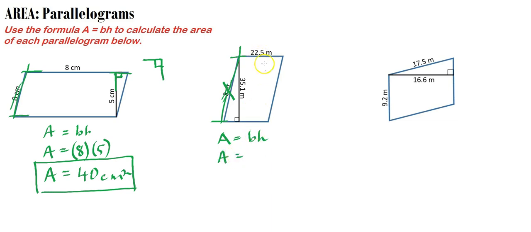So the base, we'll use this one here, so 22.5 multiplied by 35.1. And we can use our calculators for this, so make it a bit easier on ourselves.